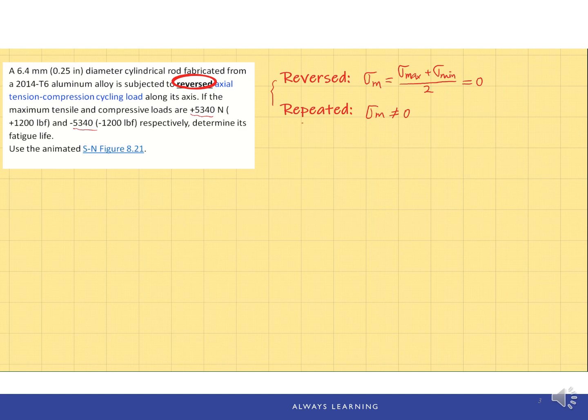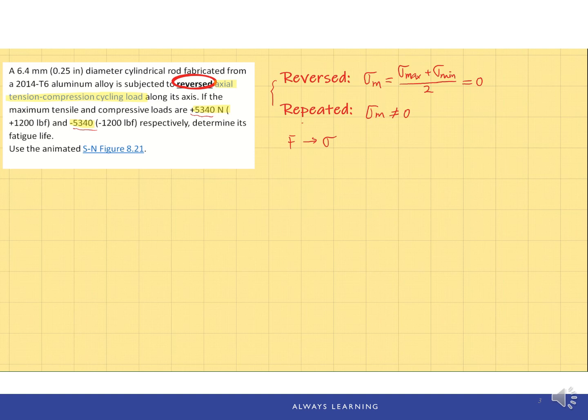Another point we need to review is what kind of load is applied to the rod. It's said that this is the axial tension-compression cycling load, and the magnitudes of the loads are given. On the S-N figure, we have the stress amplitude, so its stress is not load. So we have to calculate the stress from load, and then we use the S-N figure.